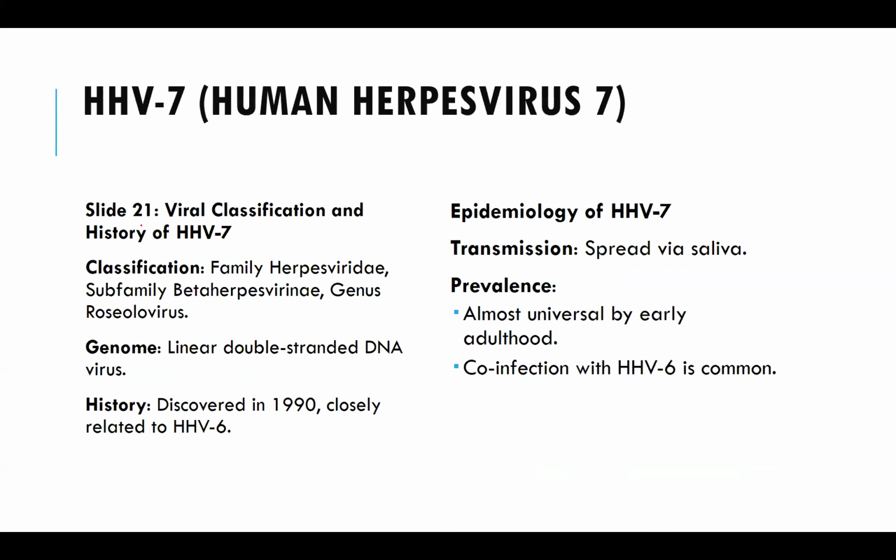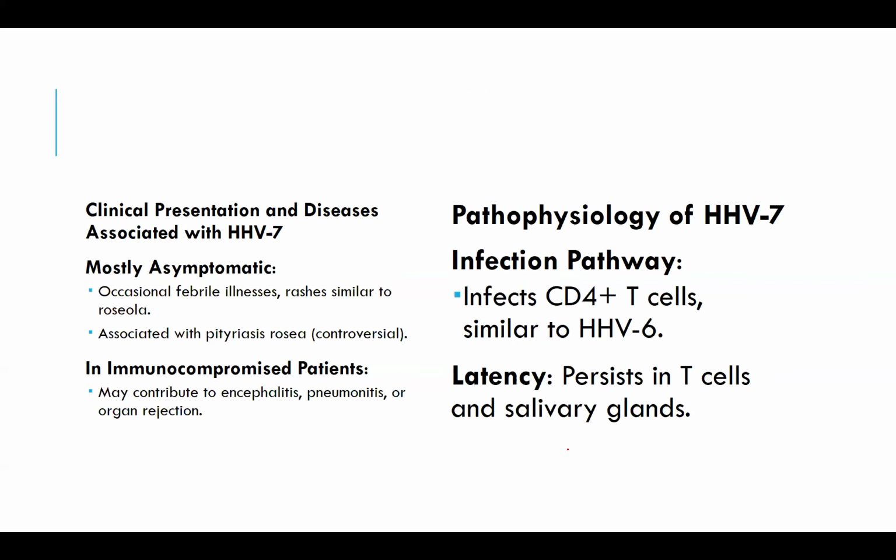Then you go to human herpes virus number 7. So this is actually similar to number 6, and they cause the same line of disease, though this one came in a little bit later, where it was described in 1990, I think just a few years before I was born. And still the prevalence is almost universal, like almost everyone gets this infection, and usually it moves together with human herpes virus number 6. Spread is similar through saliva, and family is the same.